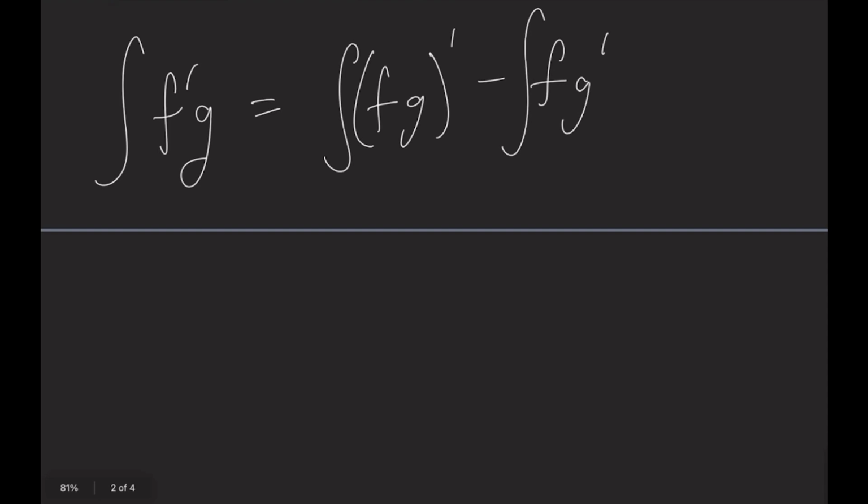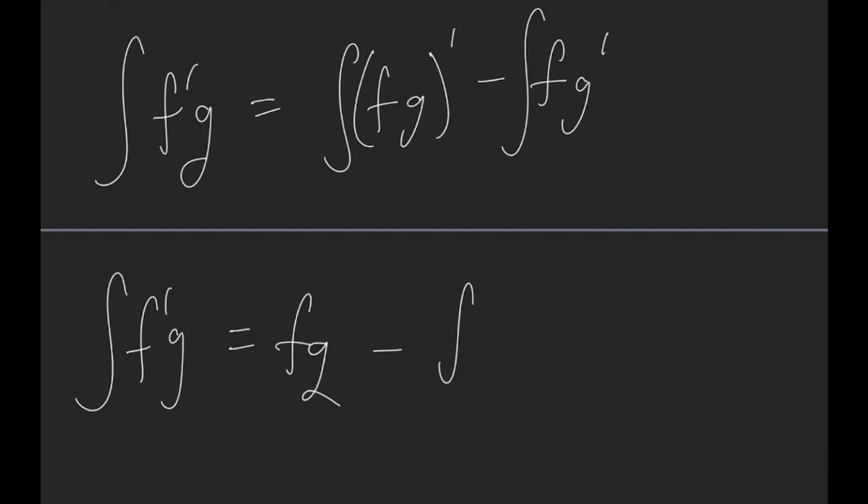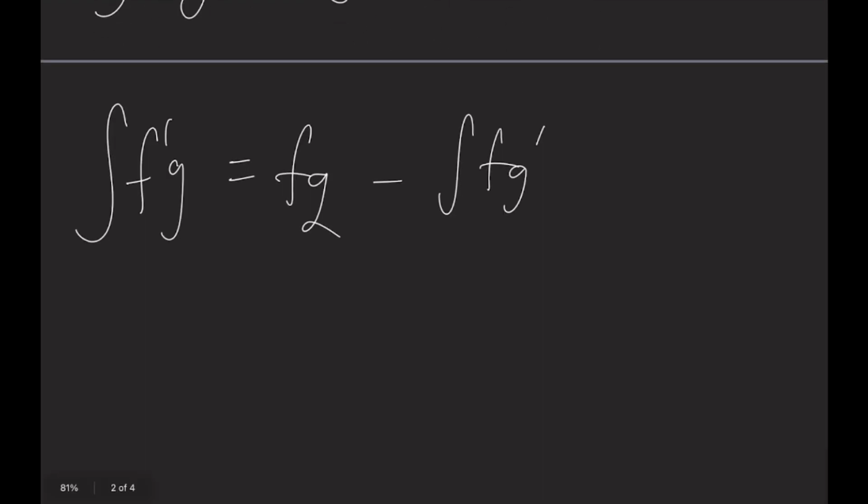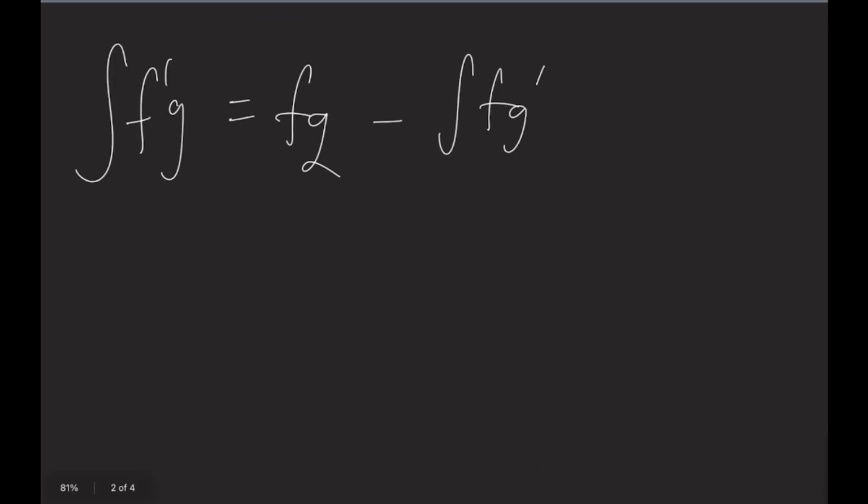And as we know from the fundamental theorem of calculus, this middle term, which is the integral of (fg)', that's going to be fg. And then we're just going to have the integral of fg prime. And so this is where the integration by parts method comes in. It shows us that if we have a derivative multiplied by another function, we can use this equation to solve the integral.